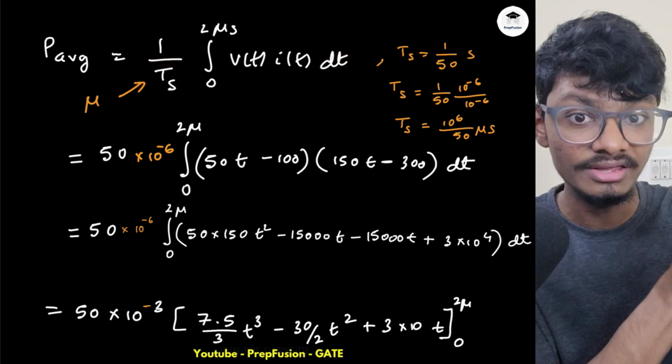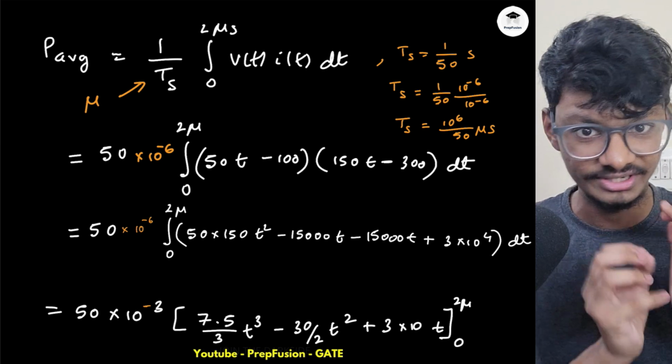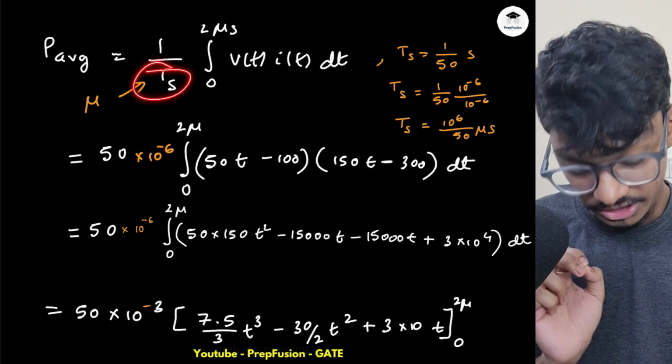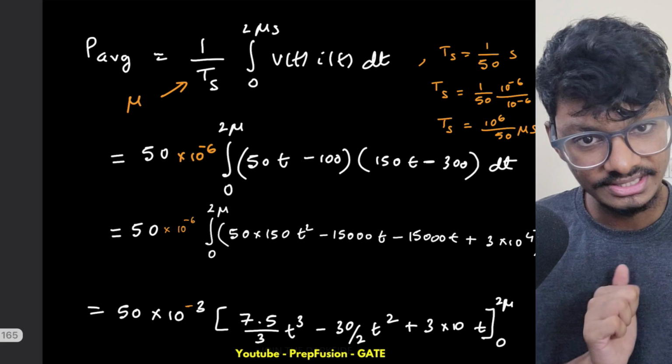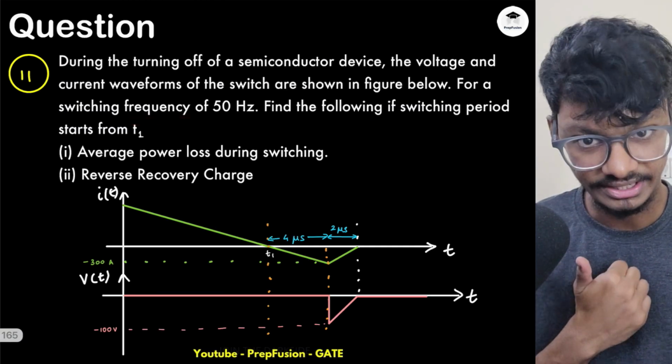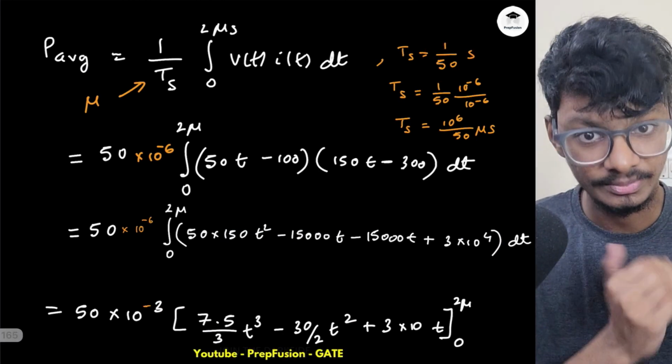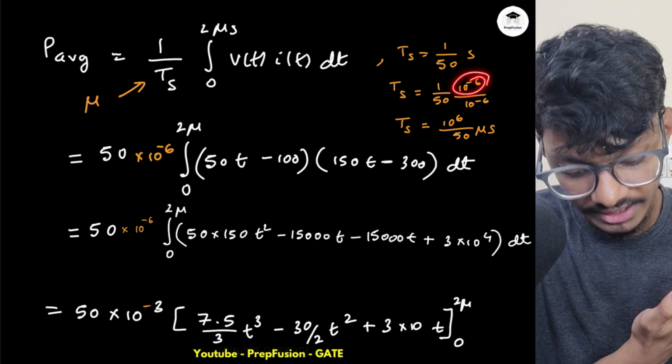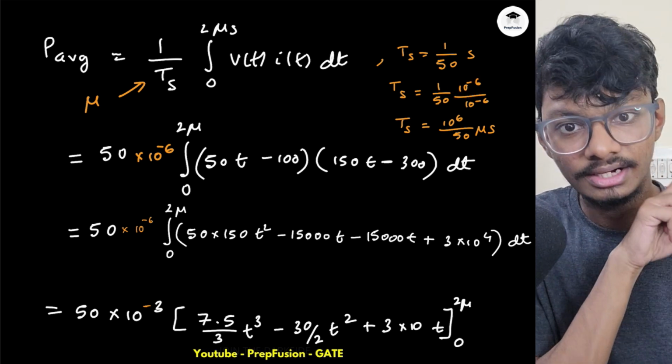Only then I will get my watt as the unit. I hope you have studied units very well. This needs to be in micro also. So what is my Ts? Ts is basically 1 by fs, which is 1 by 50. This is in normal seconds, but I want to convert it into micro, so I will multiply 10 raised to the power minus 6 on numerator and denominator.